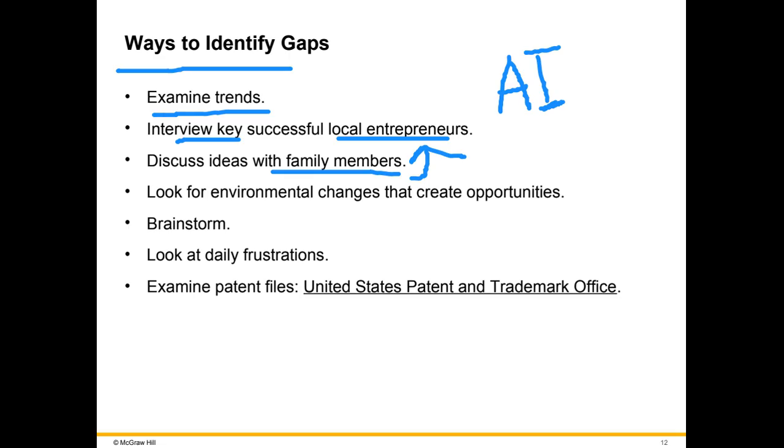Look for the environmental changes that create opportunities. And do brainstorming by yourself. You just think in your head about what you think is going to be the need and how you can fulfill that. Look at the daily frustrations, like when you go, the bus is not there, too much traffic, and students when they go to university, they don't get the laptop or the connectivity or internet.